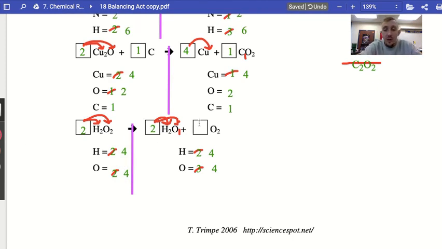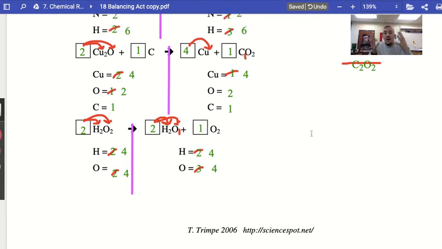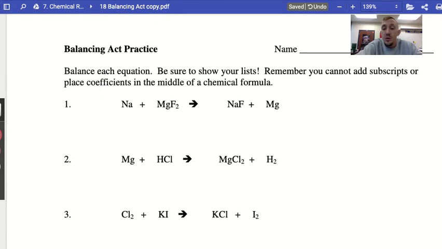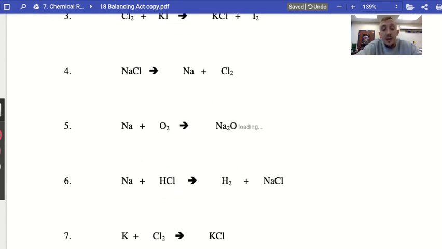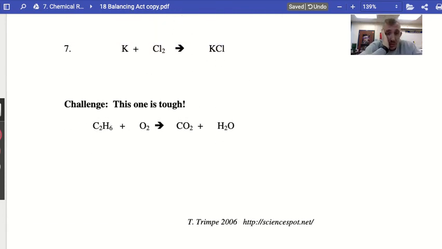So I'm going to fill in the rest of my coefficients with a 1. And this is how it's going to be accurately balanced. What I want you guys to do on your own is finish the back page. I am also going to add 1 extra credit point if you can get the challenge problem correct.